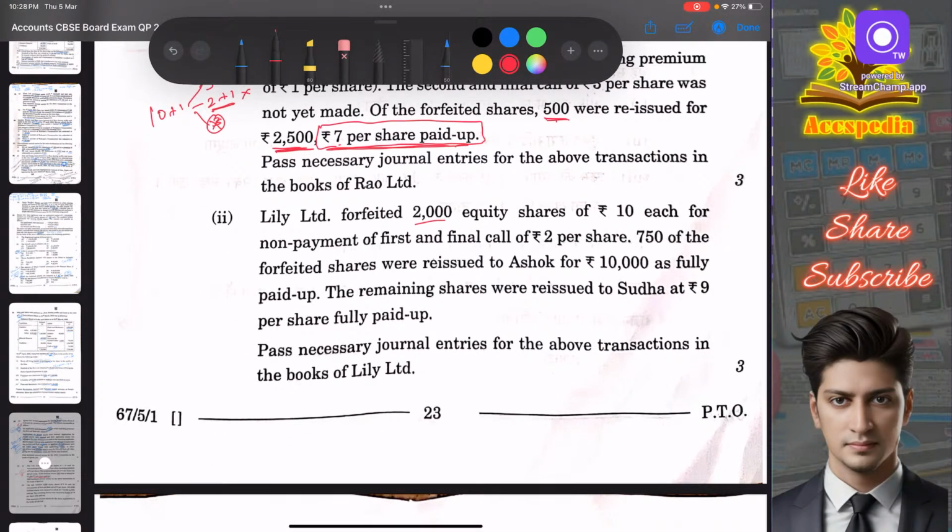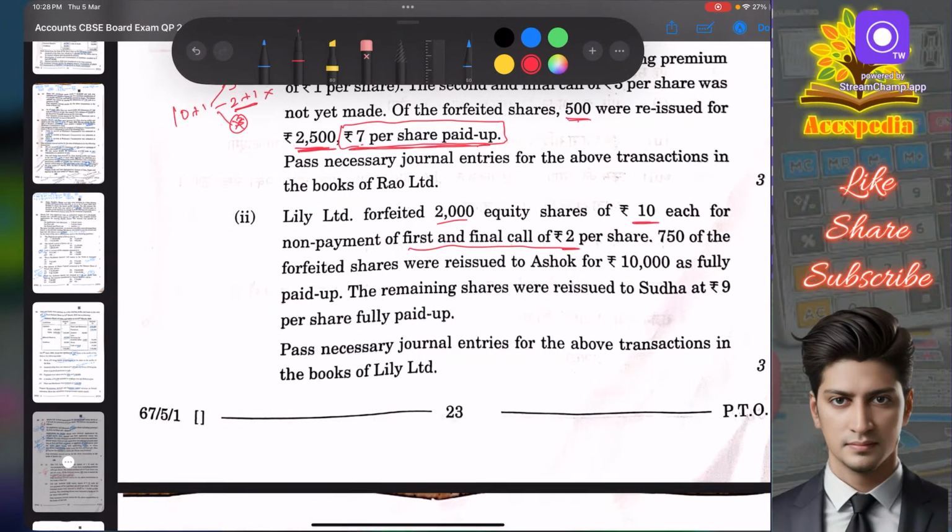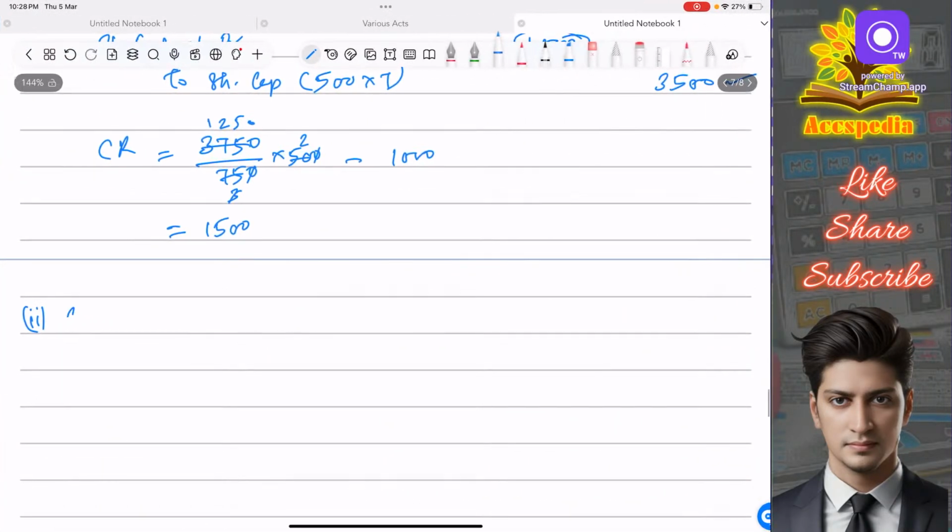Then case 2. 2000 equity shares of 10 each are forfeited. Face value is 10 rupees, for non-payment of first and final call. So the full 10 rupees is called, in that 2 rupees is not paid. Then 750 of them, okay, that is reissue. So this forfeiture is easy. There is no premium. 8 rupees is received, 2 rupees is not received. So there is no premium.